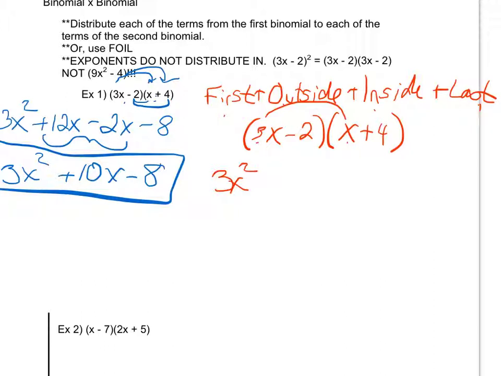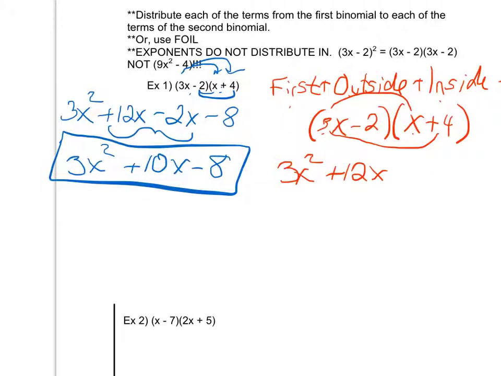Then I'll take the outside. The very outsides are 3x and 4. 3x times 4 is 12x. Notice that's the same thing I did before. I just thought of it differently. I took the 3x and multiplied it by both the x and the 4. I'm doing the same thing.